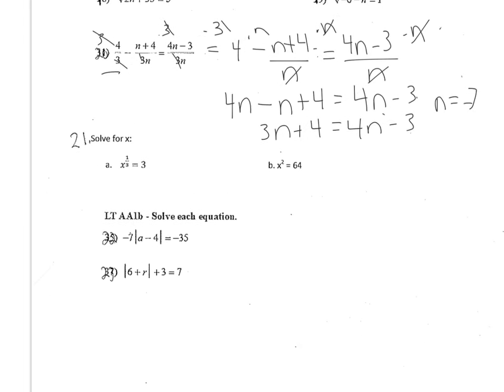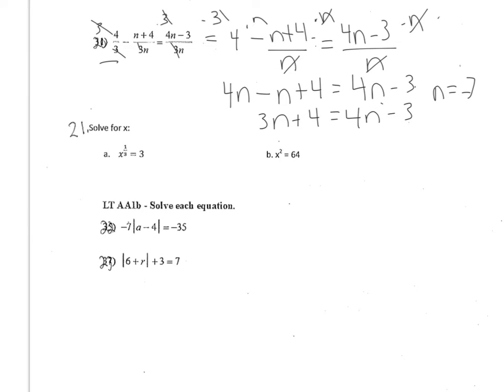Let's look at 21 and 22. Don't forget, if you have a third root, it's the same as saying a cube root. So to get rid of it, I cube both sides. So I get x equals 27. Likewise, if I have a squared, I take the square root. X should be 8 and negative 8. Don't forget that.